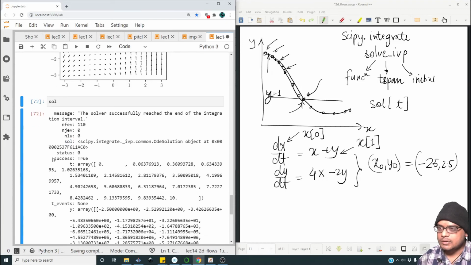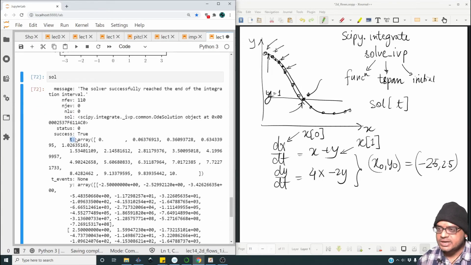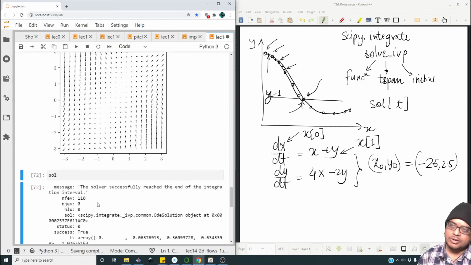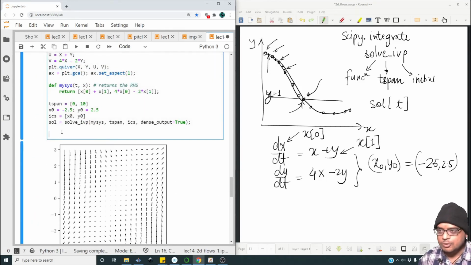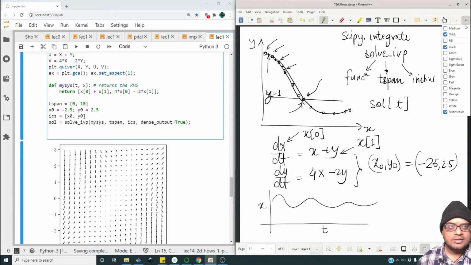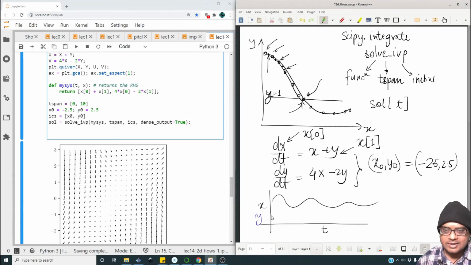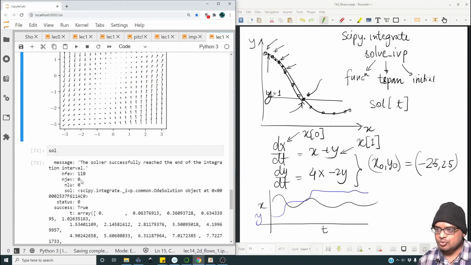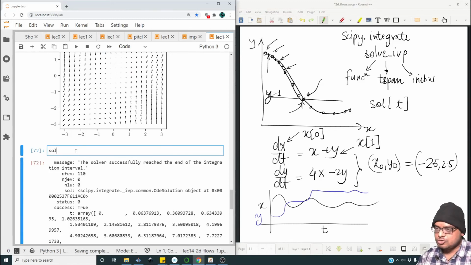It gives us t and y arrays. By default, when we do this, it always outputs t and y. So let me plot. Essentially, what will we have after solving this? We will have a time series of x and a time series of y. So we have two time series, x and y. Let me show them in this particular cell.